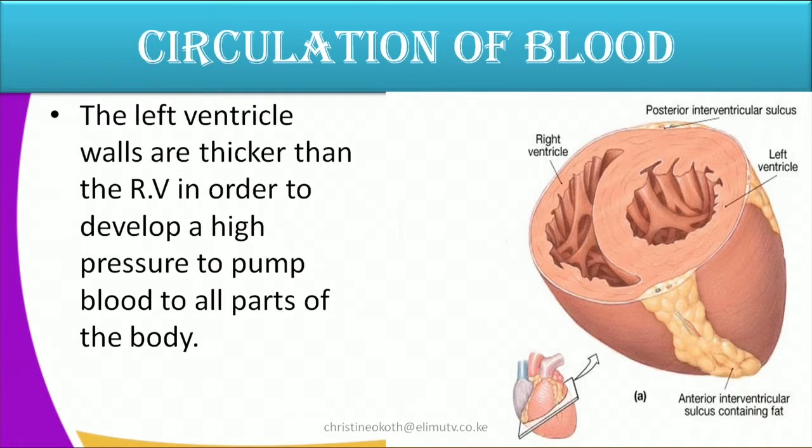So another observable feature that we notice when we look at the ventricles, that is the lower chamber of the heart, is that the left ventricle walls are thicker than the right ventricle's wall. This is in order to develop a high pressure to pump blood to all parts of the body. Remember, from the left ventricle is where the blood will be pumped to the aorta, to all parts of the body. So there needs to be a lot of pressure so that it can push this blood to all parts of the body. So that is the reason why the walls of the left ventricle are thicker than the walls of the right ventricle.